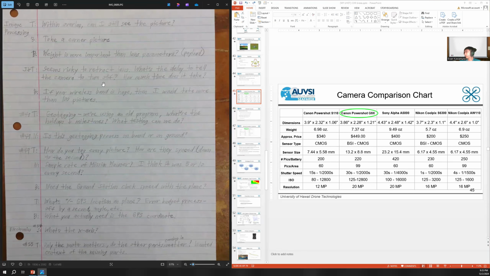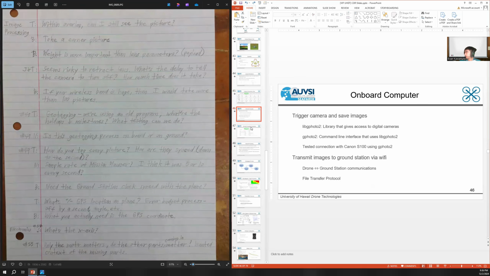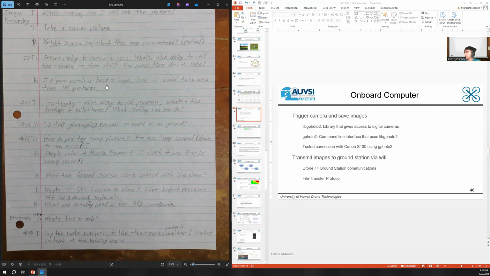And it seems risky to retract the lens. Yeah, there might be delay. How you turn the camera off, how long does that take? Again, there's a lot of questions here and details that are completely missing. We could easily squeeze it into these 4 or 5 slides or just make some more slides to answer these questions and give more details. If your wireless band is huge, I would take more than 100 pictures. Yeah, I'm not sure how we answer that one.